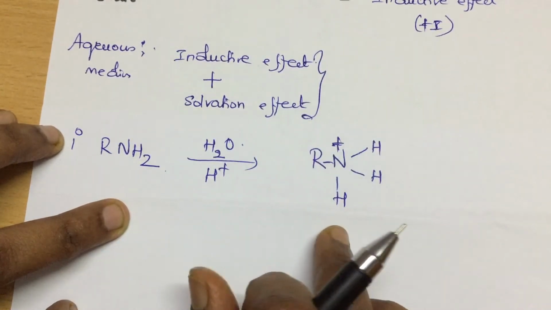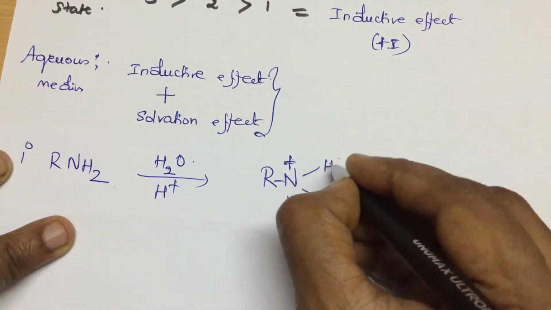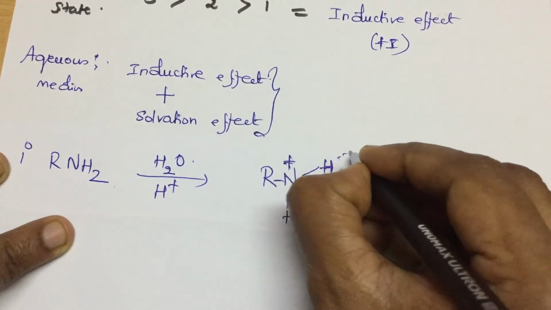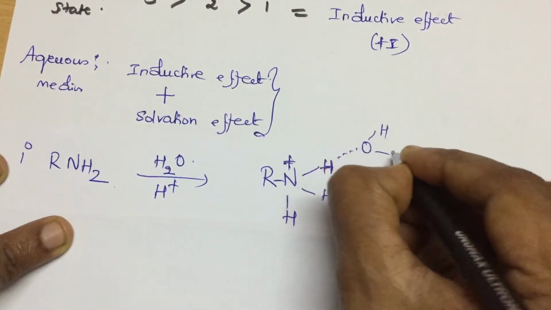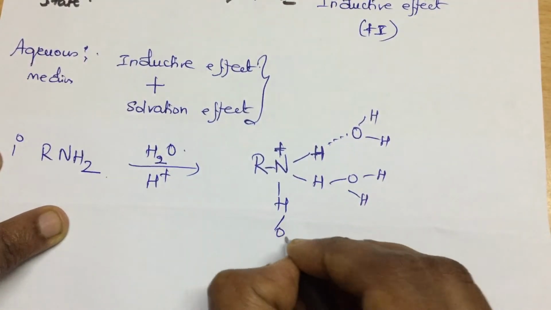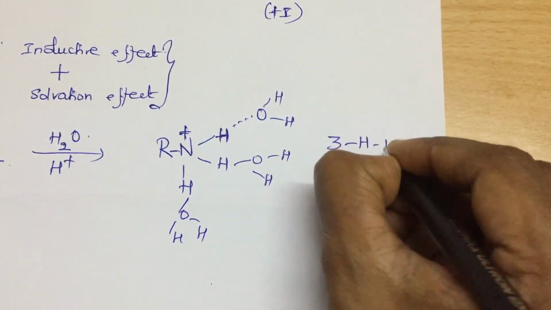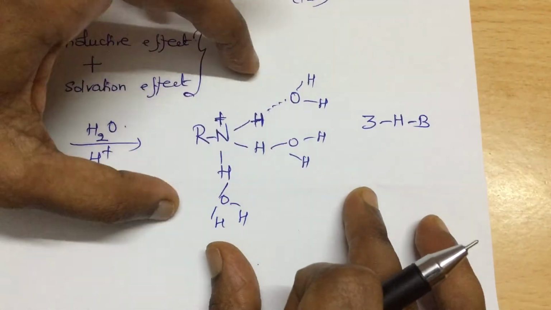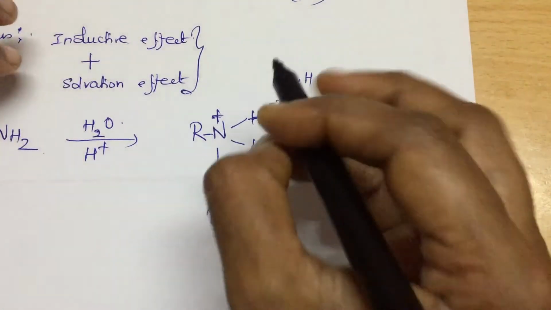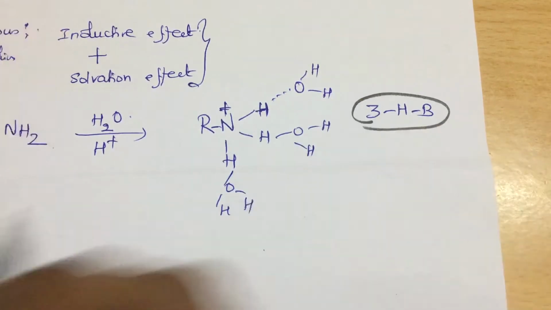So what is the medium here? Aqueous medium. So there will be water and there is a hydrogen. So what will it do? It will form hydrogen bonding with the water. So the primary amine is forming how many hydrogen bonds? 3 hydrogen bonds. So this molecule is highly stabilized by 3 hydrogen bonding.